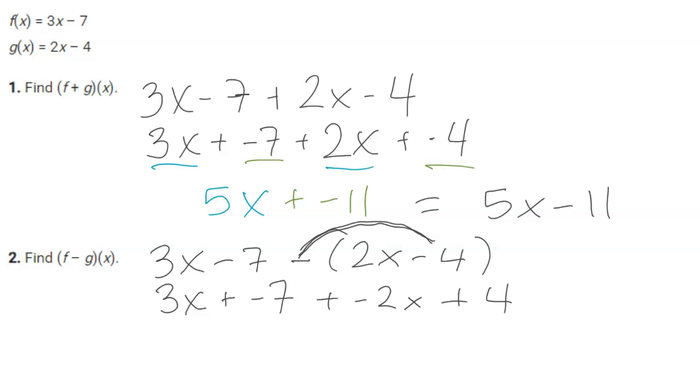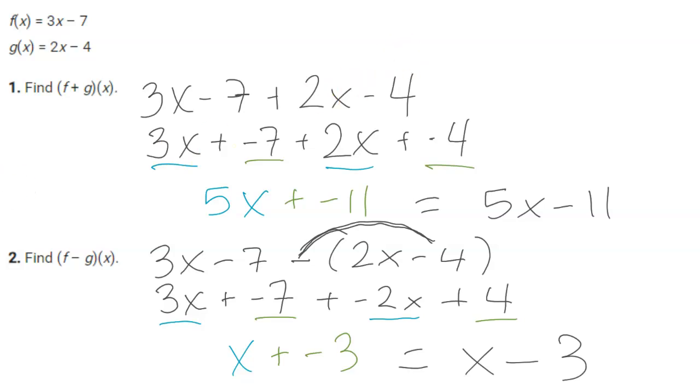So now again, we're going to look for our like terms, positive 3x and negative 2x. If we add those coefficients, that is a positive x. And then we'll look for our constant terms, our numbers with no x's, that is a negative 7 and a positive 4. If I add negative 7 and positive 4, that is a negative 3. I can simplify that one step further, and that would be x minus 3, final answer.